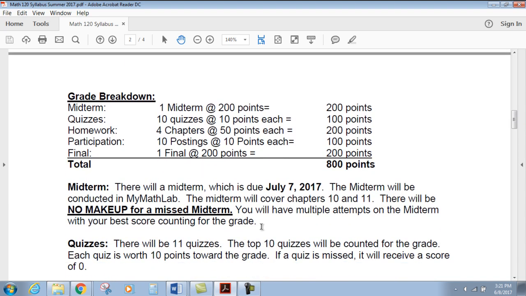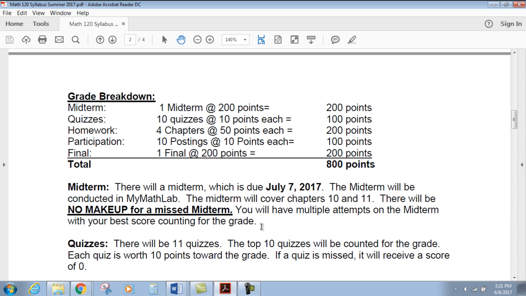Grade breakdown: you'll have 1 midterm at 200 points, and 10 quizzes at 10 points each. There are actually 11 quizzes, and we take the top 10. Four chapters of homework at 50 points each for 200 points. Participation is 10 postings in the discussion boards at 10 points each for 100 points. And the final exam is 1 final at 200 points. There will be a total of 800 points.